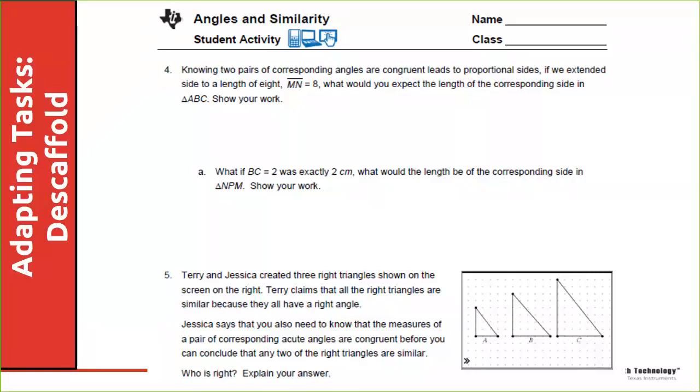Which is exactly what I did with that. You can add things, delete things, whatever you feel is most appropriate to reach the mathematical goals that you have for your students. And again, leaving some of the technological steps in there sometimes is going to be appropriate. And it's not always going to be that a lesson needs to be de-scaffolded.